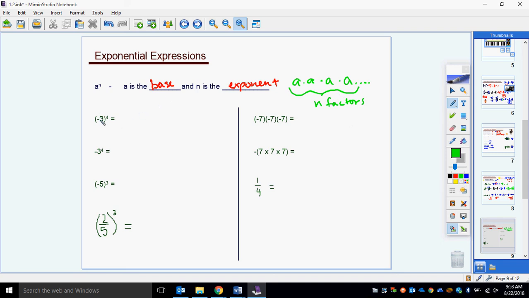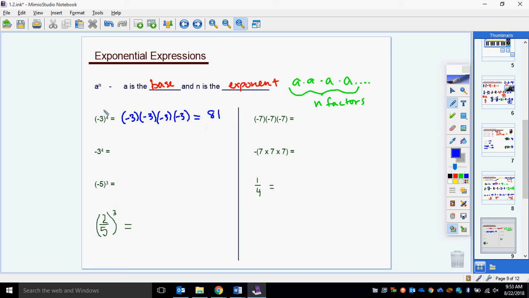So for instance, the base in this problem is negative 3 and the exponent is 4. What that's saying is take the number negative 3 times itself 4 times. When I do that, I have 4 negative numbers, so my answer is going to be positive. 3 times 3 times 3 times 3 would give me 81.